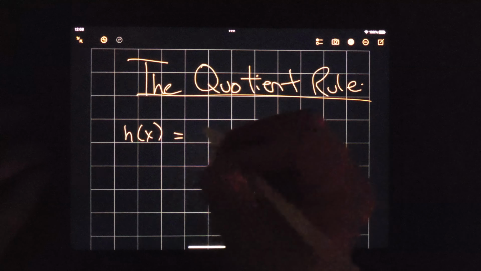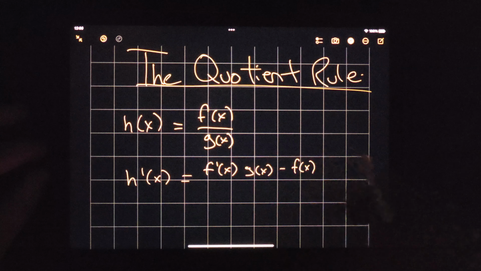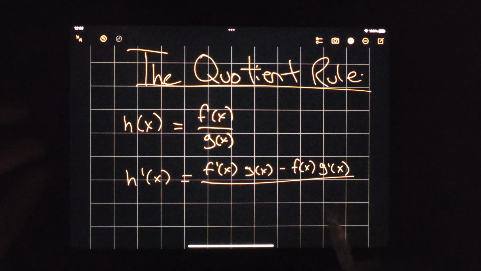We're going to have the derivative of our first function, f of x, f prime of x, times the denominator, g of x, minus the numerator, f of x, times the derivative of the denominator, g prime of x, all divided by g of x, the denominator, squared.